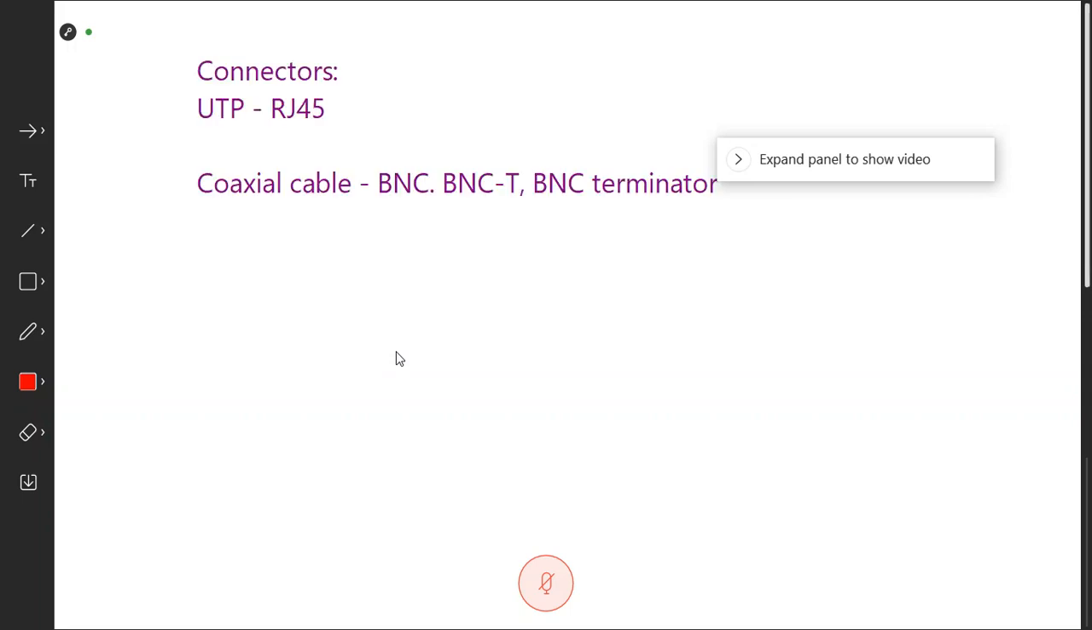If you use coaxial cable, again in today's class we'll get to know what these cables are. We have BNC, BNC T, and also we have BNC terminator. Now, if you had seen the bus topology, wherein we had a link here, and then on it we had different devices connected to it, like this.